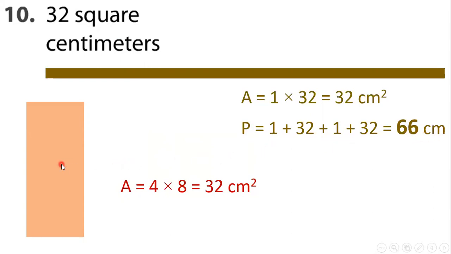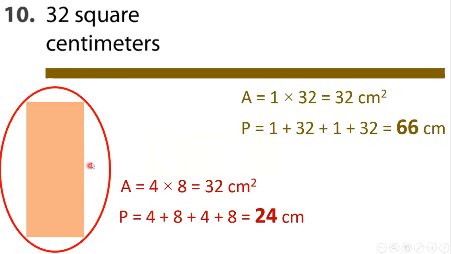For the second rectangle, these two sides are 4 centimeters long, and these two sides are 8 centimeters long. So the perimeter of this rectangle is 4 plus 8 plus 4 plus 8 equals 24 centimeters. 24 is smaller than 66, so we will circle this rectangle.